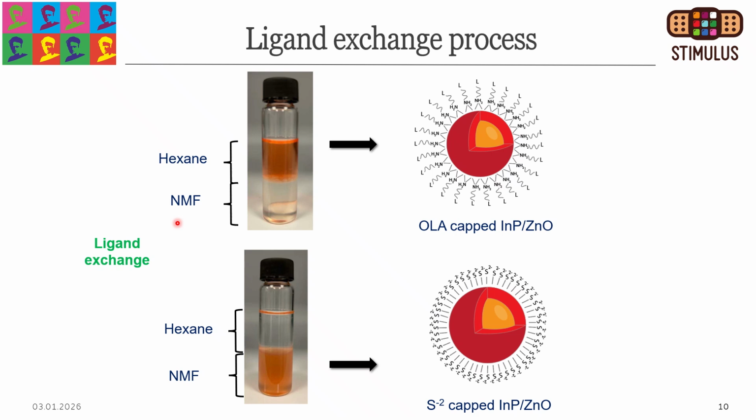Here, we dissolve the sulfide precursor in N-methylformamide, which is a highly polar solvent, and the quantum dots are dissolved in hexane. After the stirring, we can see here that the quantum dots have been transferred from the hexane to the N-methylformamide, and it shows the successful ligand exchange process. And we confirm that the oleylamine ligand is successfully replaced with the sulfide ligand.